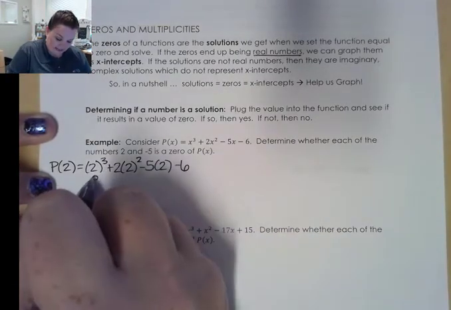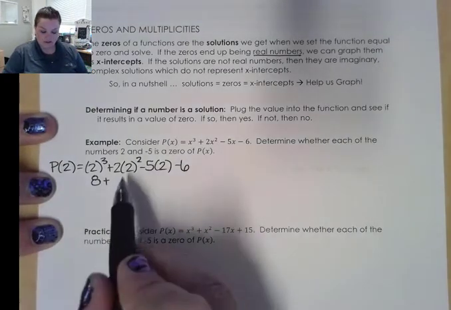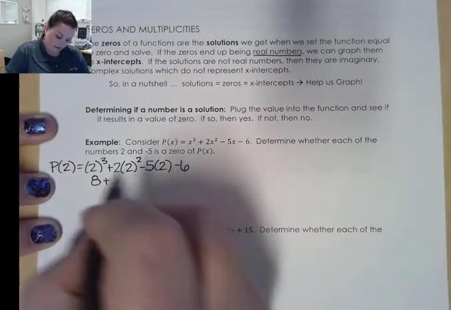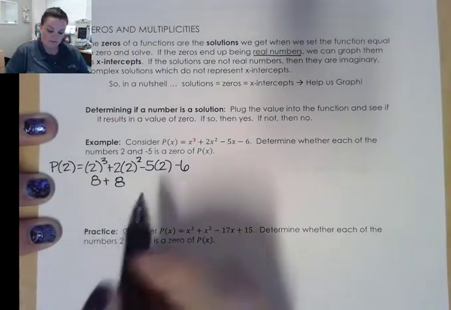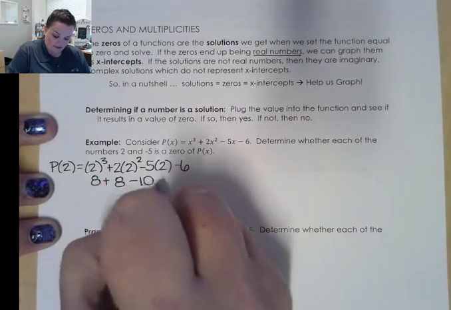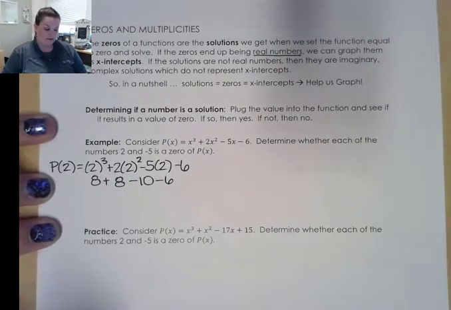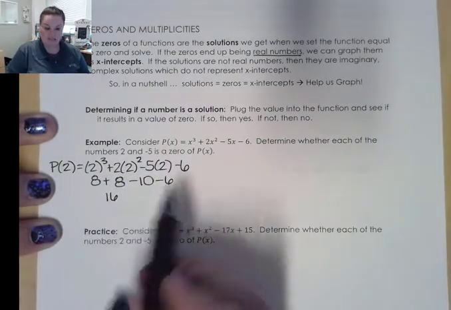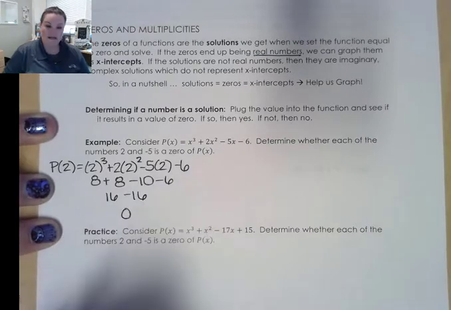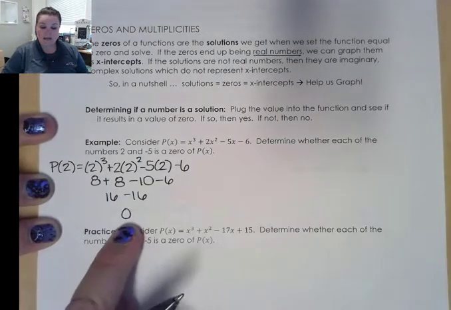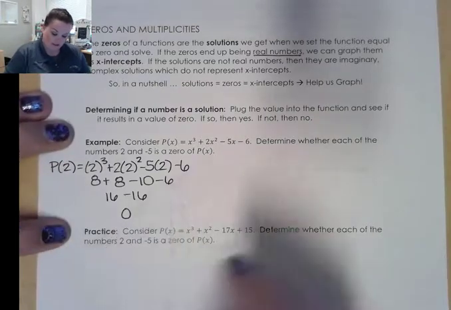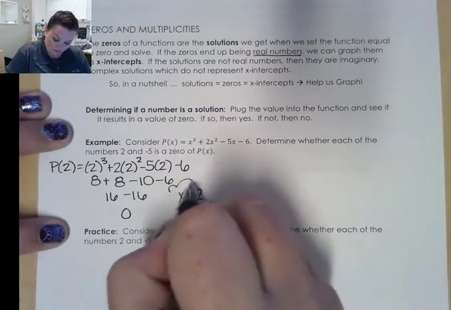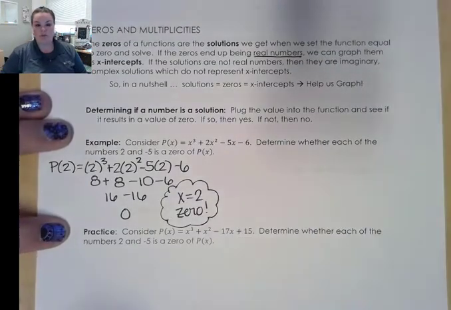2 cubed is 8. On my next term, 2 to the second power is 4 times the 2 out front gives us another 8. -5 times 2 is -10. And then we have that -6. So as I start combining, 8 and 8 gives me 16. And then you can see over here we have a -10 and -6. That's -16. So I end up with 0. So since it equals 0 when we plugged in 2, then that means yes, x equals 2 is a 0. Okay, whatever number we plugged in.